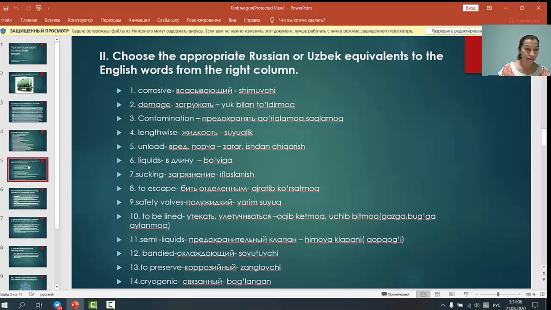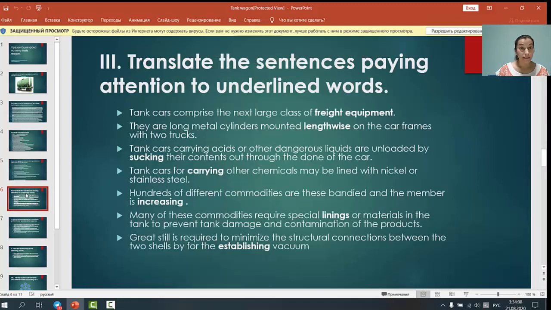You find the correct translation. And the next is: translate the sentence, paying attention to underlined words.